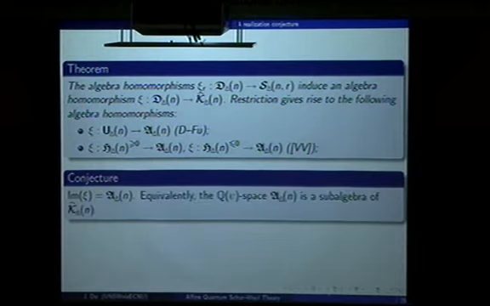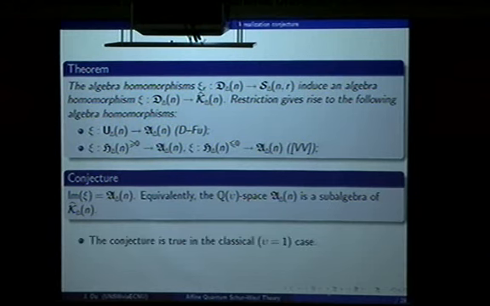So equivalently, this is to prove this subspace is a subalgebra. Now, this subspace is a subalgebra. We don't know a proof. I will explain why this is relatively hard to know. Well, anyway, but this conjecture we checked when d equals 1 in the classical case, it's true. So that's a good sign.